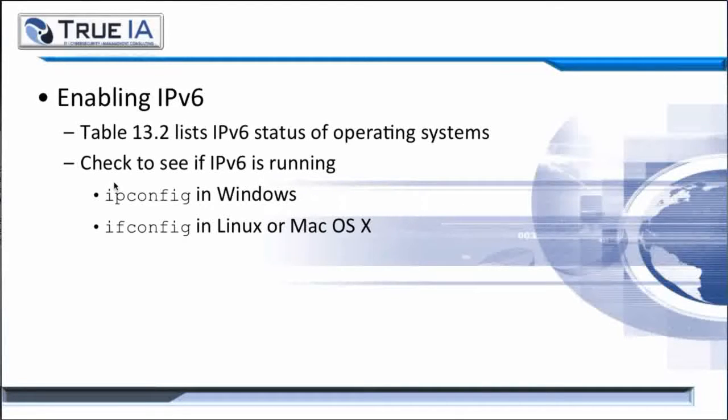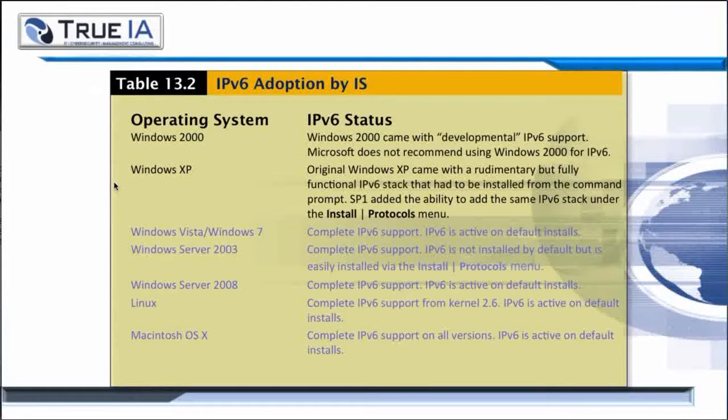So the first thing that you should do is validate and verify that the operating system that you're working with is IPv6 capable. You can do this in Windows by typing in ipconfig, or in Linux or Mac by typing in ifconfig. Here's a list of operating systems known to be IPv6 compliant.